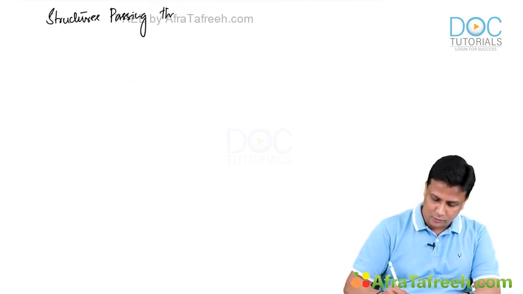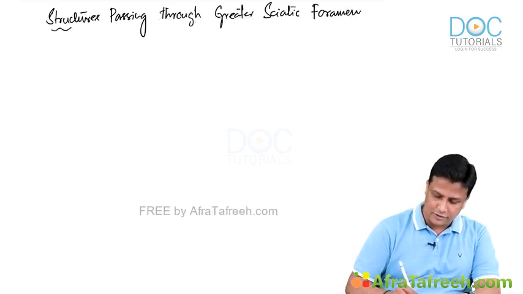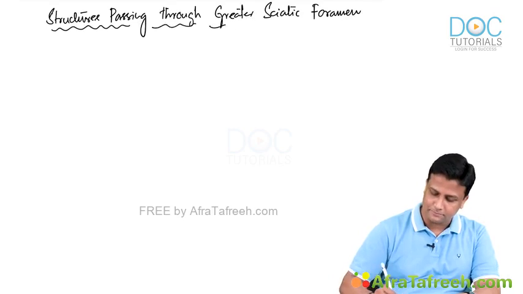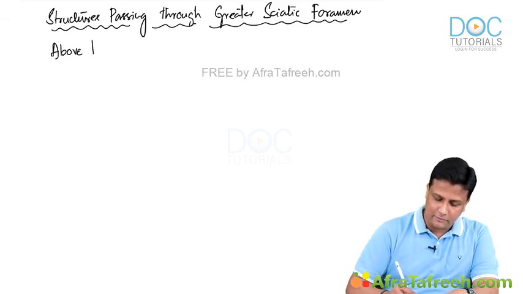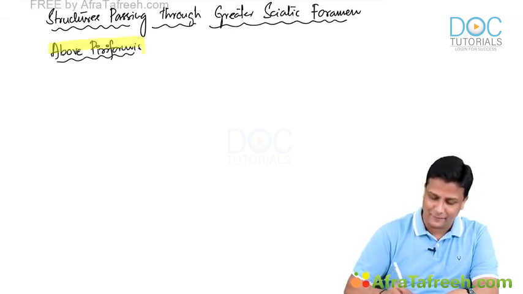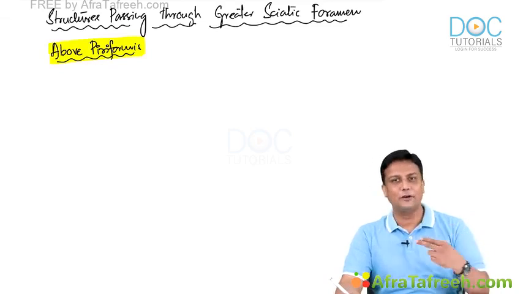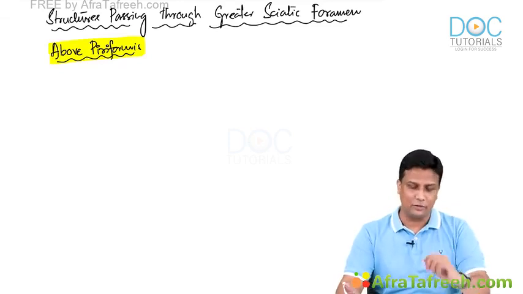So structures passing through the greater sciatic foramen first. Let's see what are the structures which are going to pass through the greater sciatic foramen. And in this, let us again divide them into two categories, above the piriformis and below the piriformis. So by this we can clearly say, definitely the piriformis muscle is going to pass through the greater sciatic foramen only. Based on that, we are dividing the structures into two categories, above and below the piriformis.